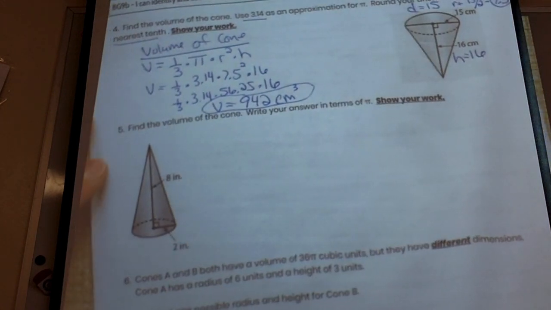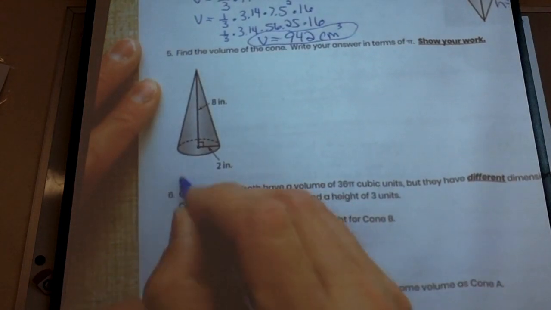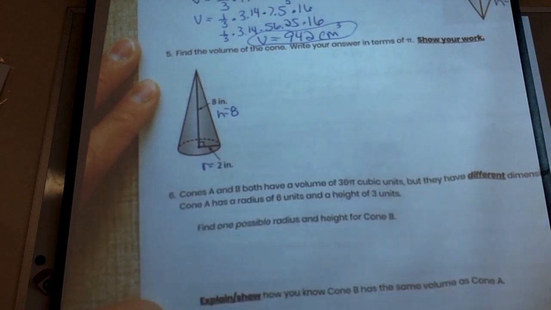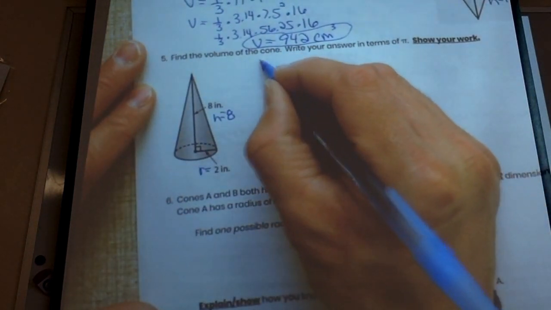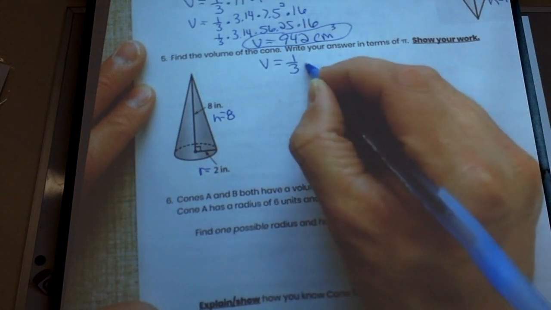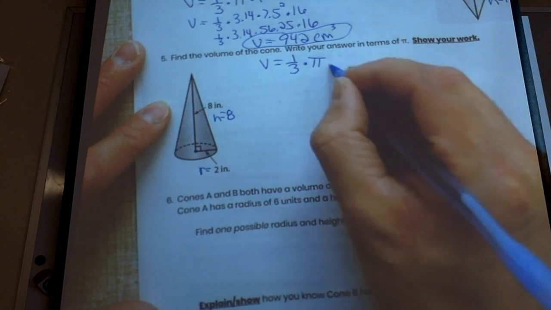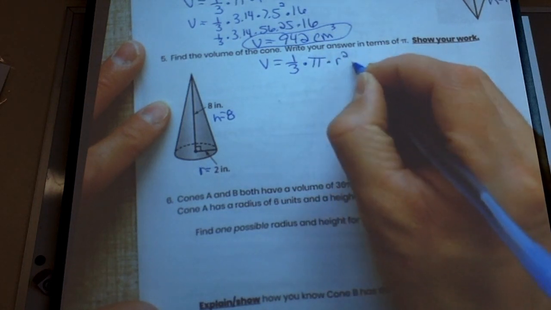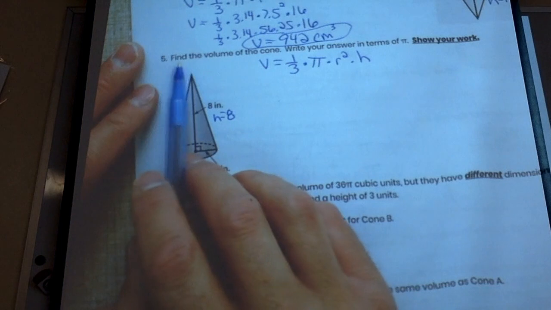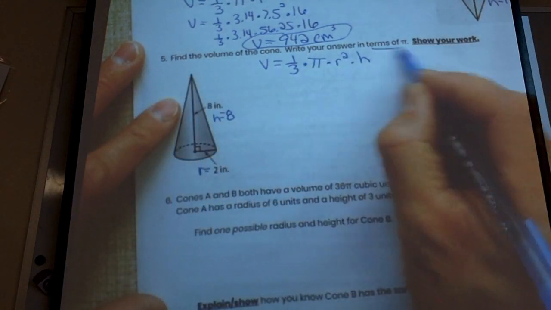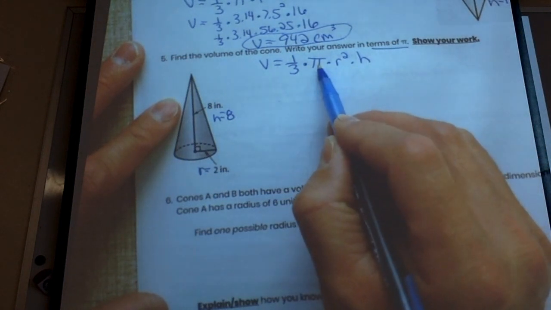Moving on to our next one, find the volume of this cone. So this one, the radius is going to equal 2, and our height is going to equal 8. And we're going to use this formula, volume equals 1/3 times pi times our radius squared times our height. So let's look at our instruction for this one. Find the volume of the cone, write the answer in terms of pi. So that means we're going to keep pi there, we're not going to touch it.